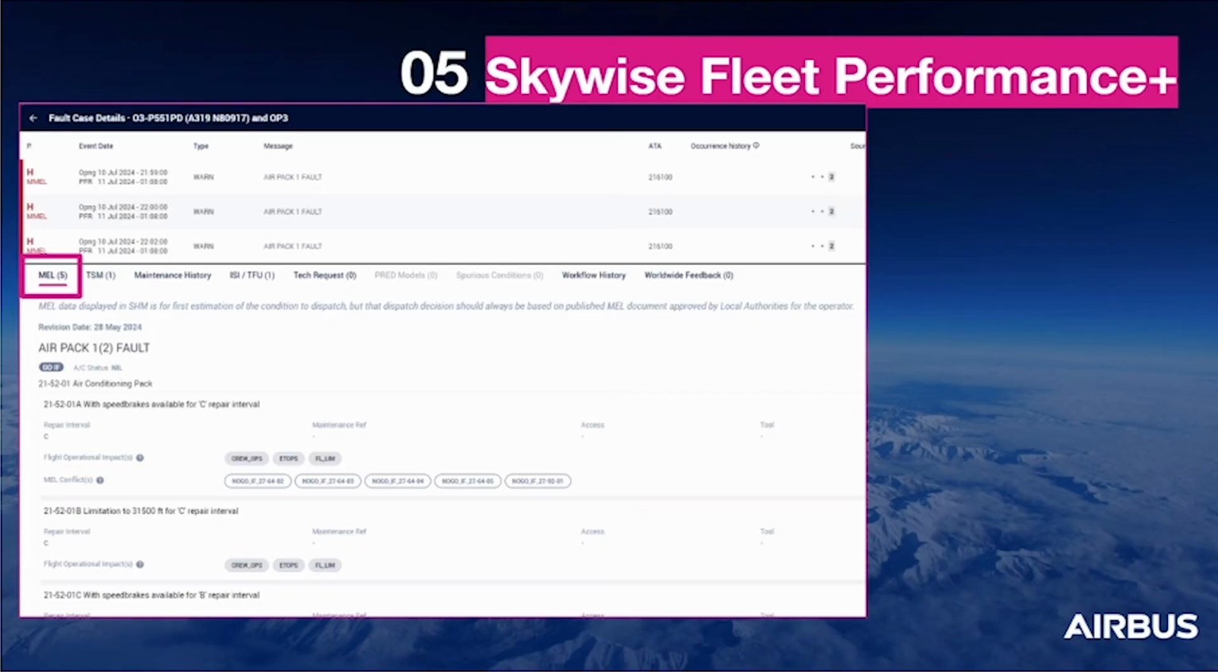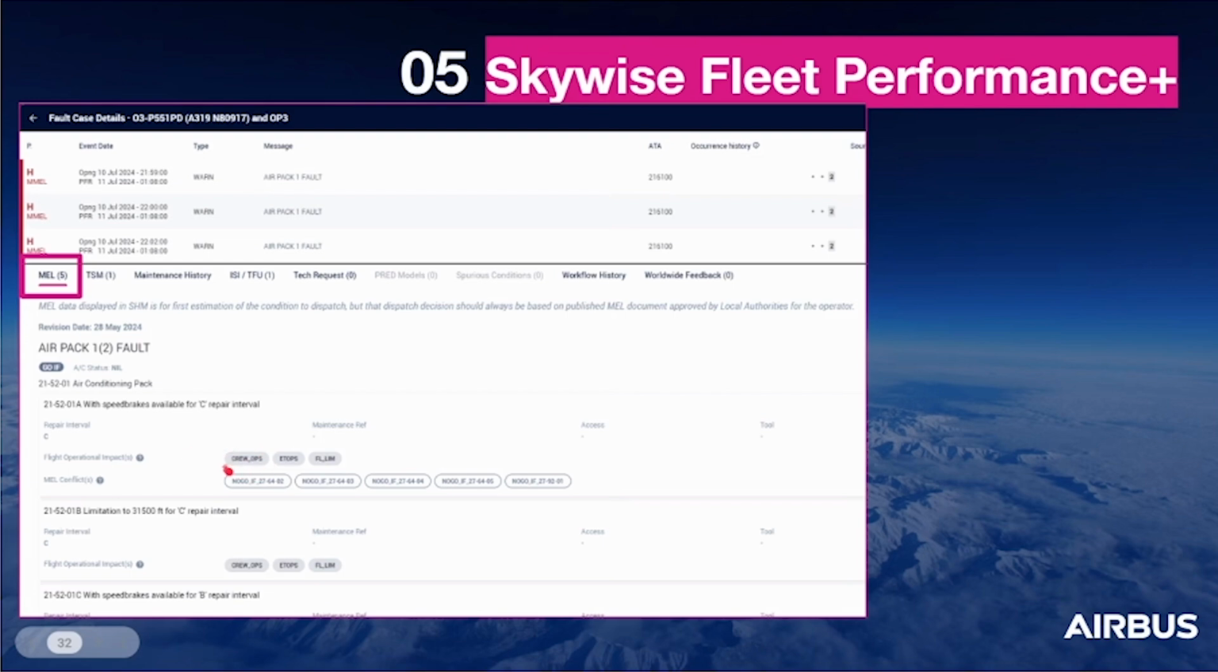So in detail, for each correlated fault case that we receive, you have the applicable MEL item that you can use to dispatch the aircraft. And as you can see here, for example, on the slide, you also have the operational impact of those MEL items.